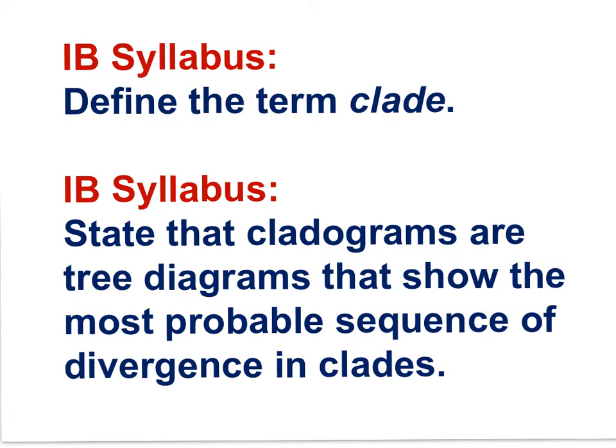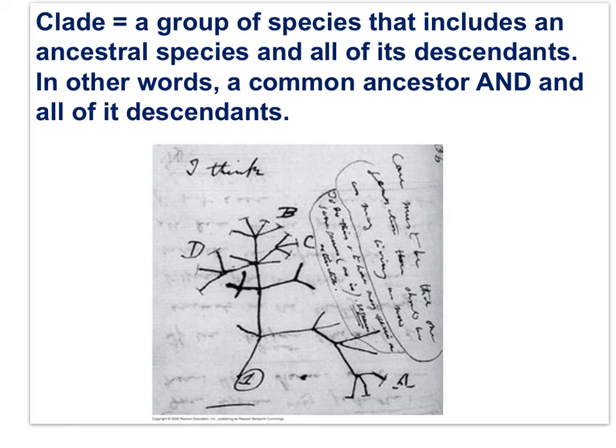Here are the first two IB syllabus statements of the movie. Define the term clade. State that cladograms are tree diagrams that show the most probable sequence of divergence in clades. A clade is a group of species that includes an ancestral species and all of its descendants. In other words, a common ancestor and all of its descendants.